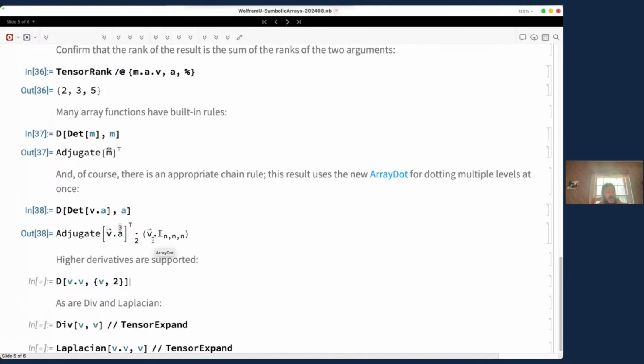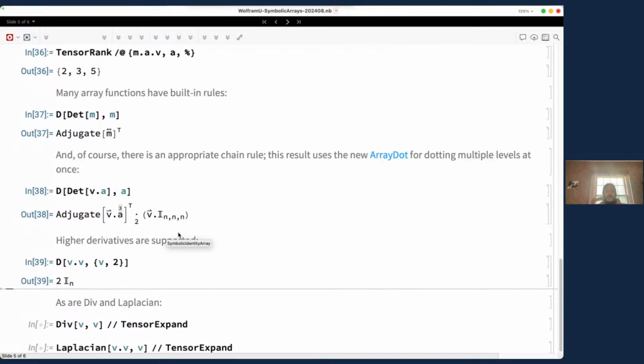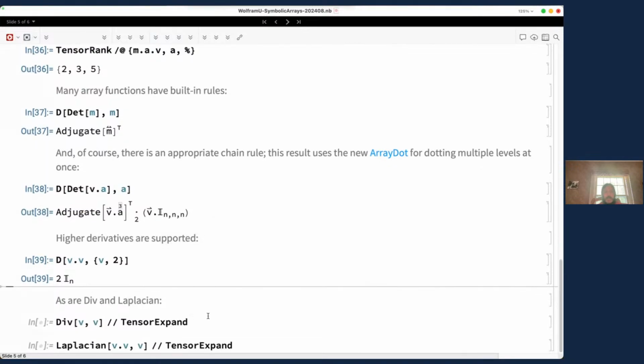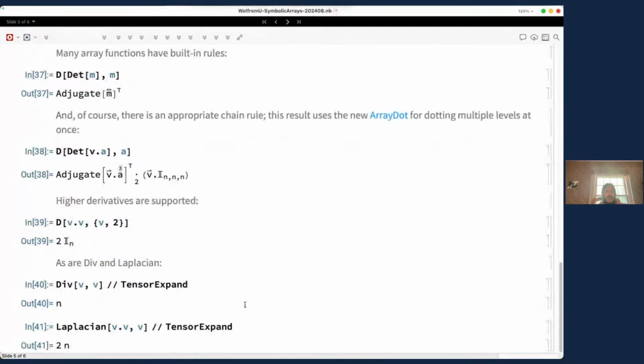Higher derivatives are supported. So here's the second derivative of v dot v. That's twice the identity matrix, right? We got 2v, and then we're taking the derivative of v with respect to v. And div and Laplacian are supported. So the divergence of a vector in dimension n is n, and the Laplacian of the squared norm is 2n.